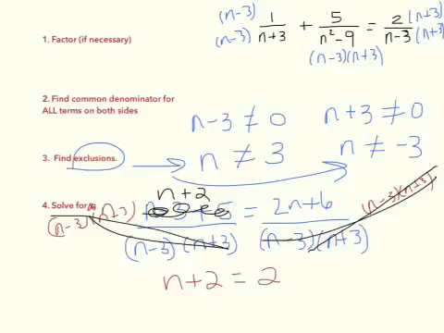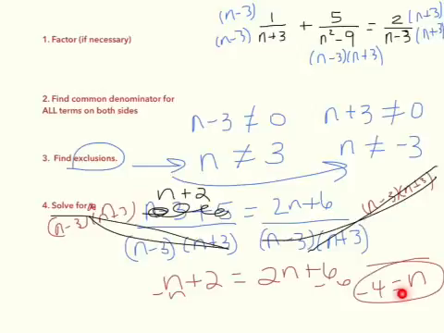So what I'm left with is the numerators. N plus 2 equals 2n plus 6. And I just continue to solve for n. So subtract the n and subtract the 6 on both sides, and I have n equals negative 4. And I have to go back and look at my exclusions. N can't be 3 or negative 3, so I'm fine here. So that's my answer. When I solve this rational, the answer is that n equals negative 4.